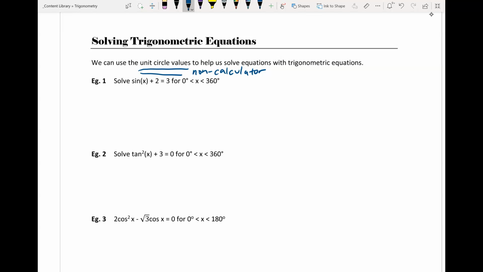If you look at the format of our trig equation, you can see that we're going to get a trig function, usually sine x, tan x, or cos x, and then some terms around that. What we want to do, just like any other equations, is isolate our x. In this case, I'm going to isolate sine x first, and then eventually I will get to x.